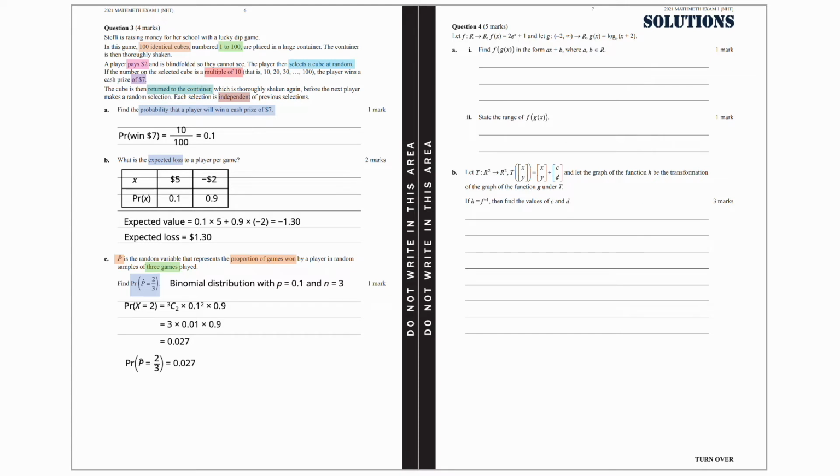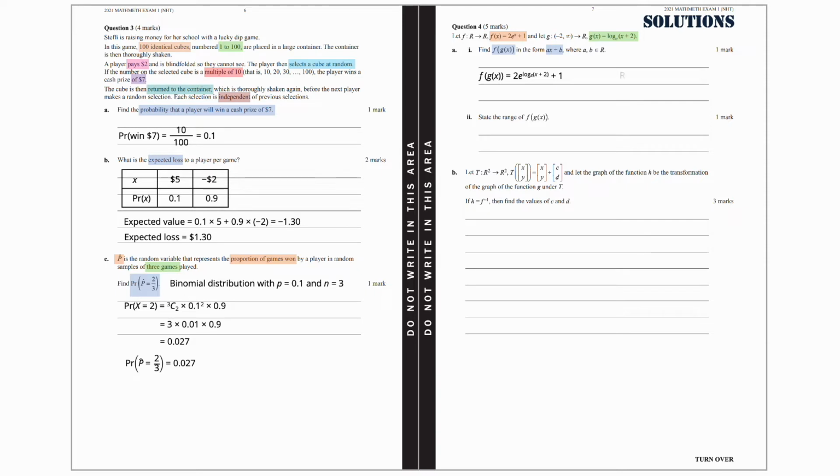Question 4. Consider the two functions f of x equals 2e to the power of x plus 1 and g of x equals log in base e of x plus 2. Part A i. Find f of g of x in the form ax plus b, where a and b are real numbers. So let's substitute g of x for x, that equals 2e to the power of log in base e of x plus 2, plus 1.